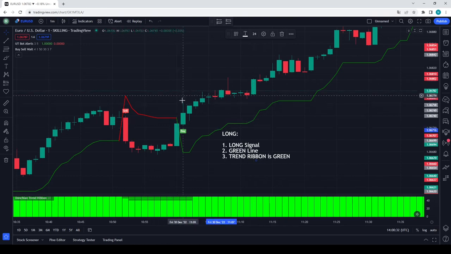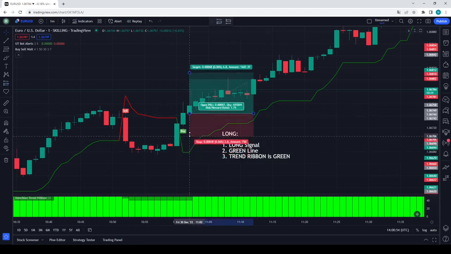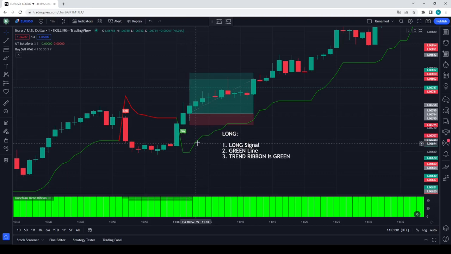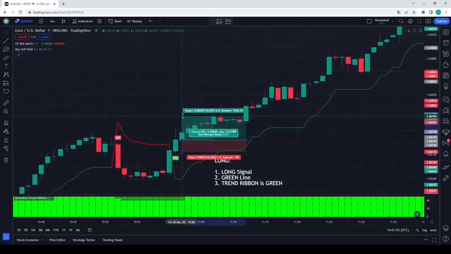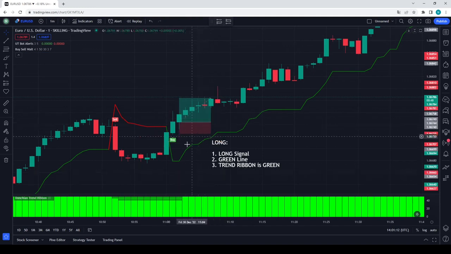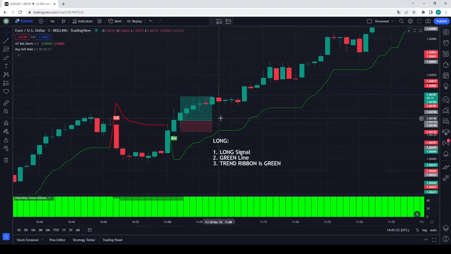And when we take a look over here, we can see the line changes its color from red to green. So this is the first condition. We get a long signal, and at the long signal we are green over here in the line, and the trend ribbon is green as well. So this is now our long signal. Our stop loss will be right over here underneath the candle where we got the buy signal, and we are looking for a risk reward ratio of 2.0. So this would have been our trade, and as you can see, within 1, 2, 3, 4, 5, 6 minutes we would have made a profit of 2x of our capital that we have invested.